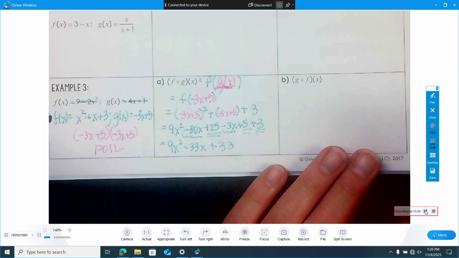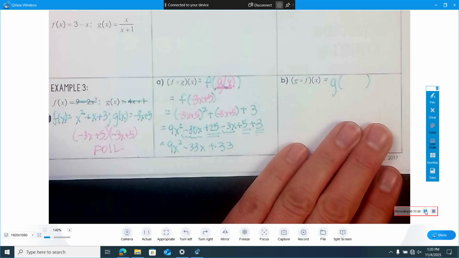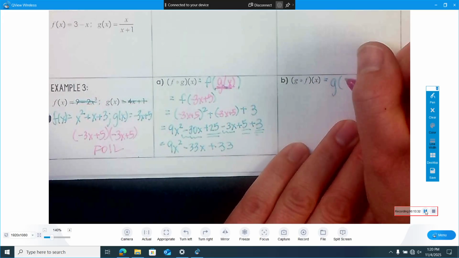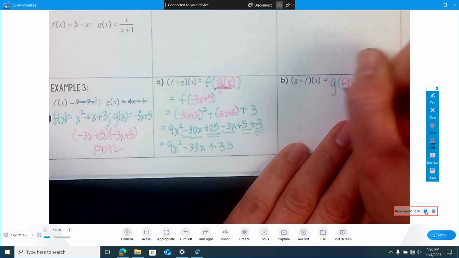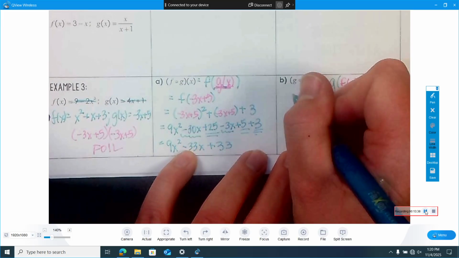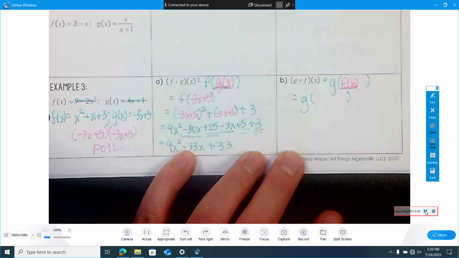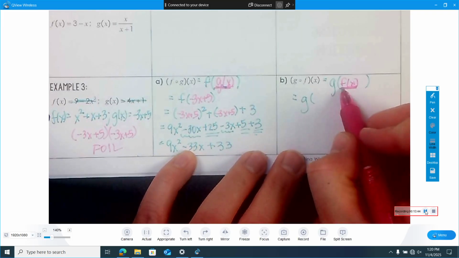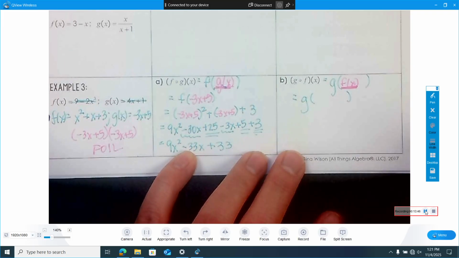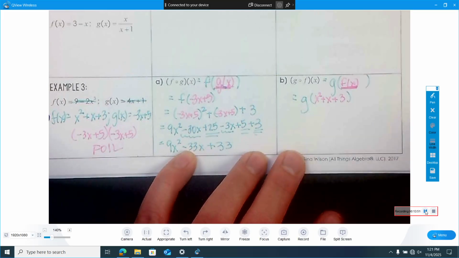All right, last one here. Here we have g of, what's on the inside this time? F of x. All right. And again, I take this one step at a time. A lot of teachers don't do that, but, you know, if you just work through it, it works out really well. What is f of x? X squared plus x plus 3. Good.